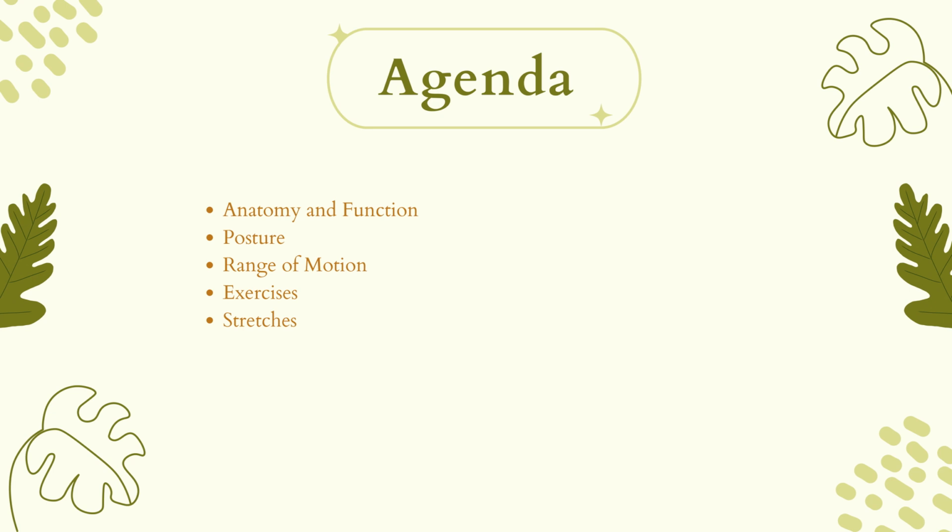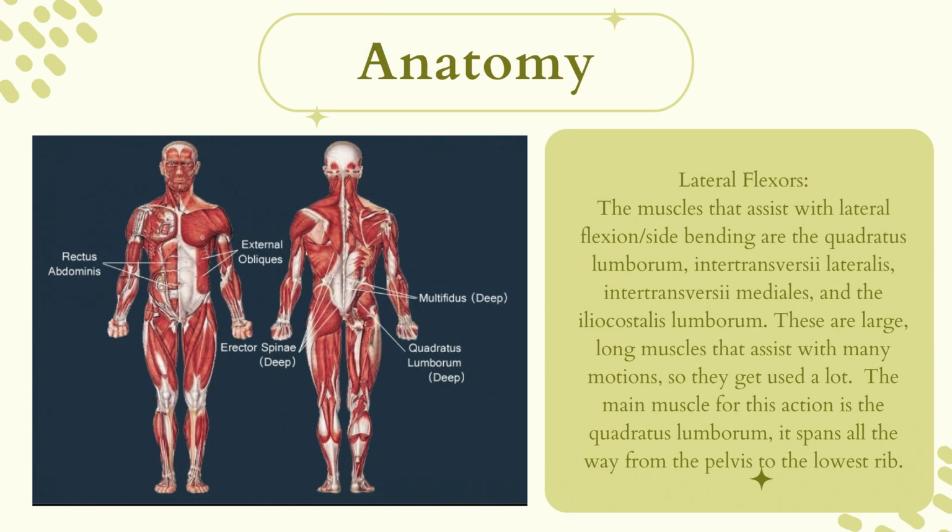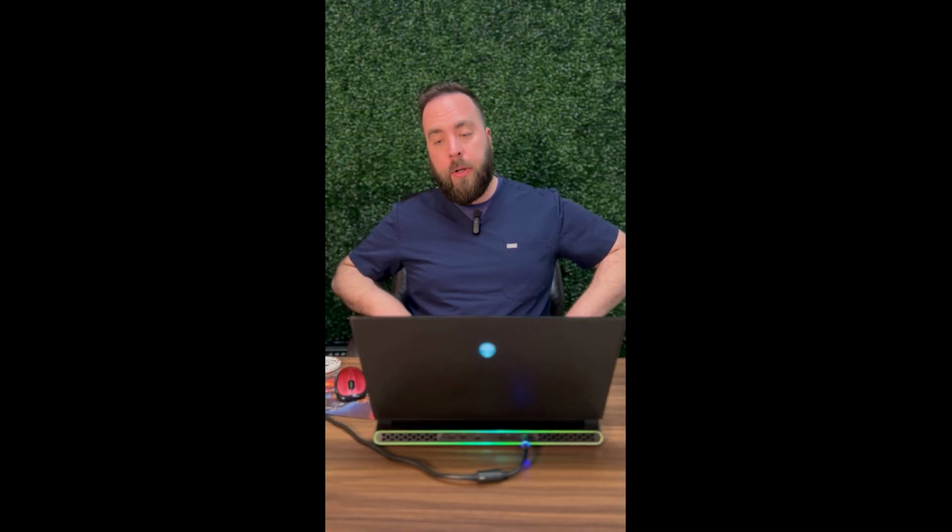So just like always, we're going to go over the anatomy and function of the low back. We're going to talk about some posture. We're going to talk about range of motion, exercises, and stretches. So the anatomy involved in the low back, we're using the obliques, we're using the quadratus lumborum, and we're using a few other small muscles that engage from spinal level to side bend, left and right. This is also going to have involvement with the ribs. We're going to be involving the pelvis, but our primary motion is really happening on the muscles that connect from the bottom of the ribs to the top of the pelvis.